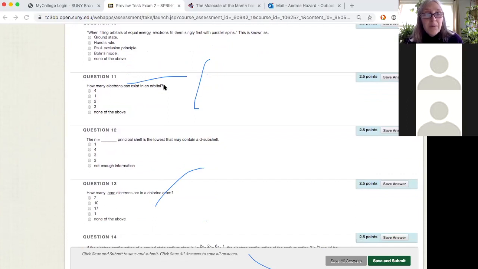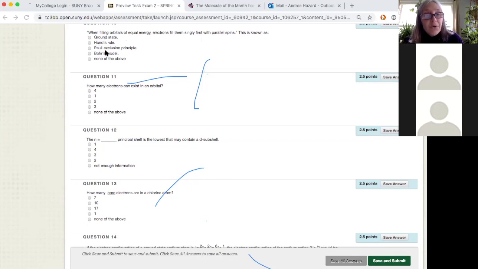When filling orbitals of equal energy, electrons fill them singly first with parallel spins. So this is a rule that we learned about. It's not ground state, that's the lowest energy. It's not Hund's rule. That's a similar rule about electron filling, but that has to do with if they're filling more than one orbital. So it's the Pauli exclusion principle. Or wait, no, I'm sorry, it is Hund's rule. I have to reread this. It's hard to talk and read. So it's fill singly first, with parallel spins.